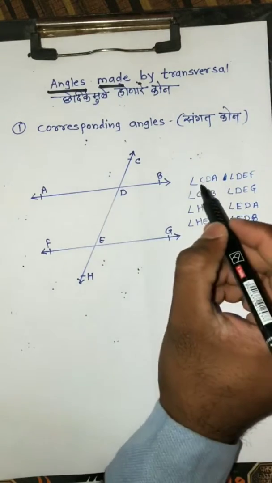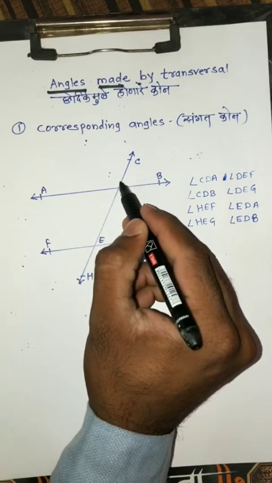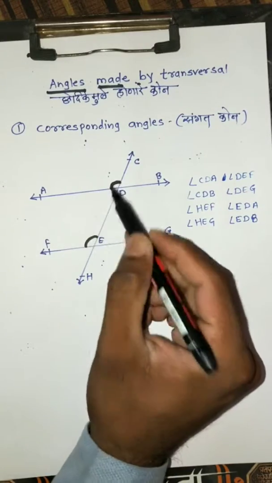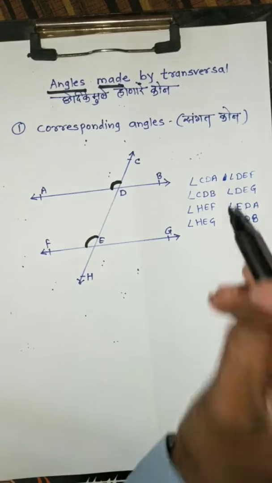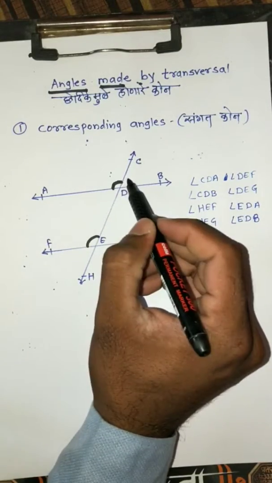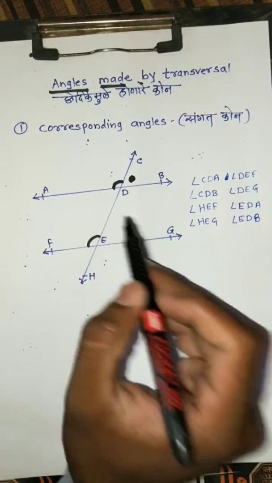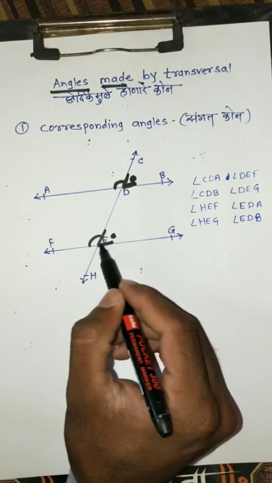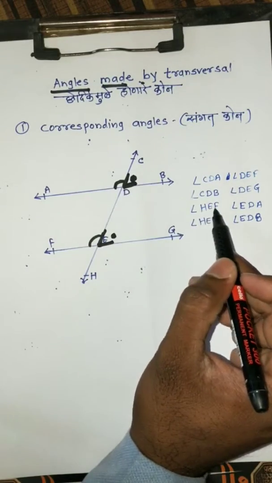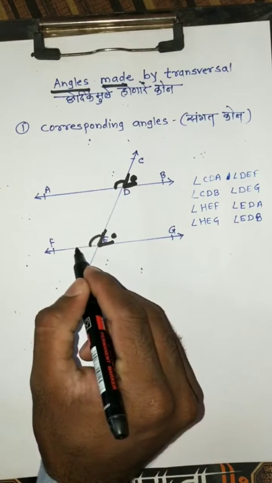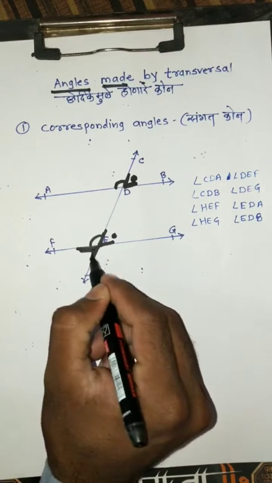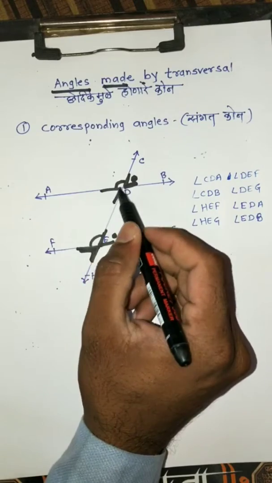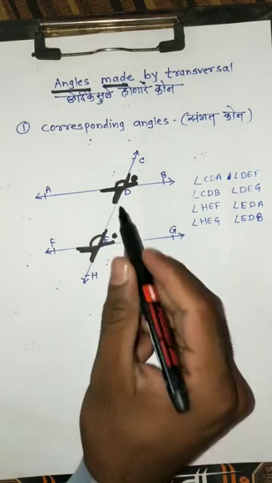So in this figure, angle CDA and angle DEF are corresponding angles, as well as angle CDB and angle DEG, these two angles are corresponding angles. Angle HEF and angle EDA are also corresponding angles.